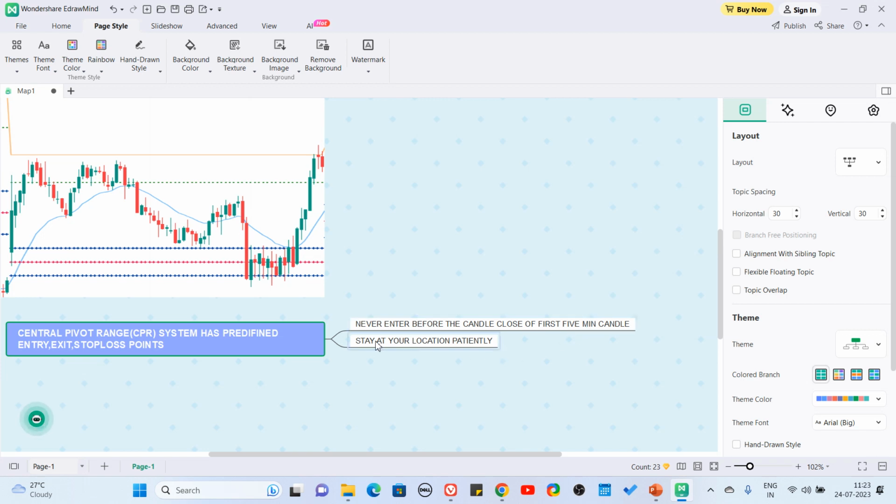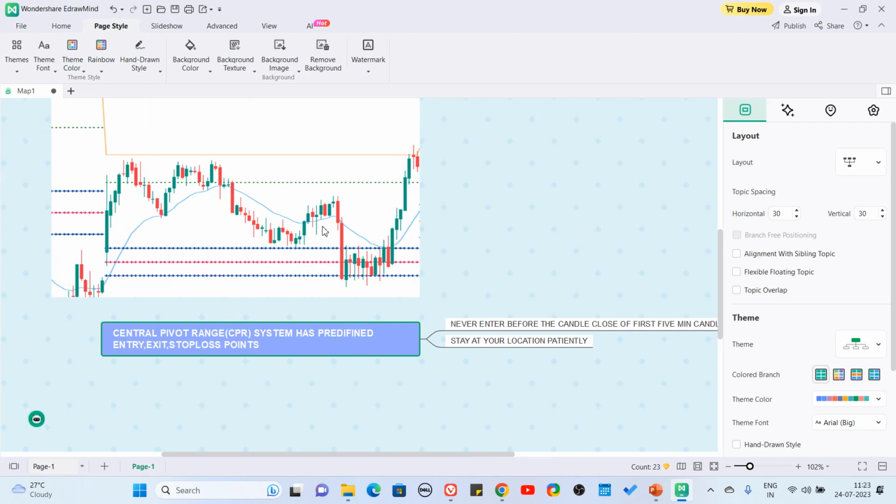So the next one here is stay at your location patiently. Yes, you have to stay at the CPR. This is one of the strategies in the CPR system. For example purposes, I have taken this one strategy only. Now stay at the location of the CPR itself when you want to take the trade.